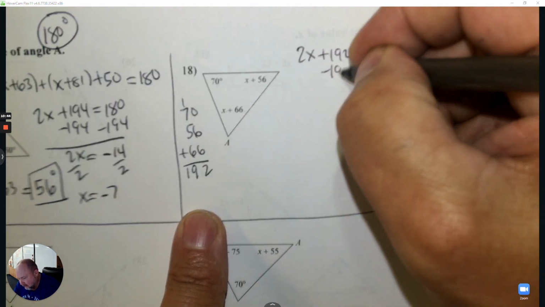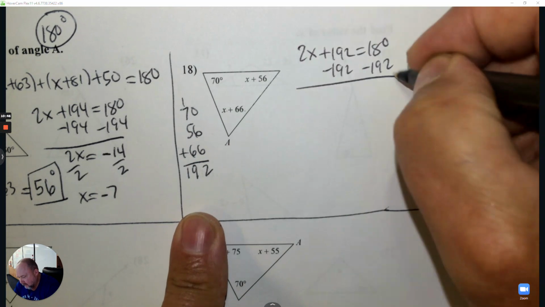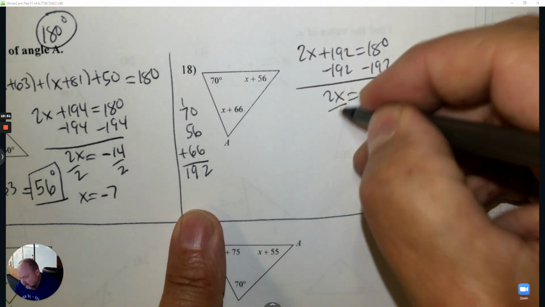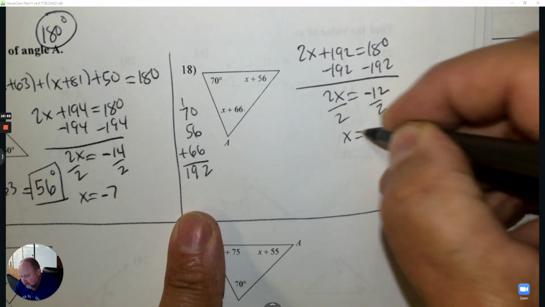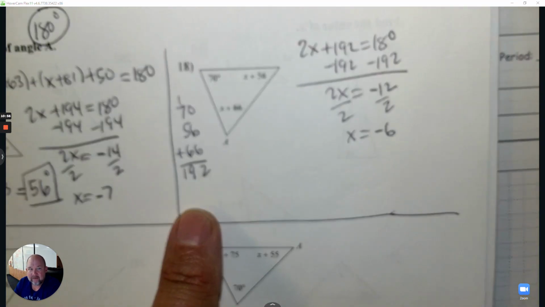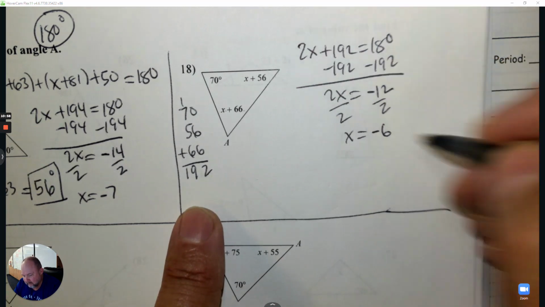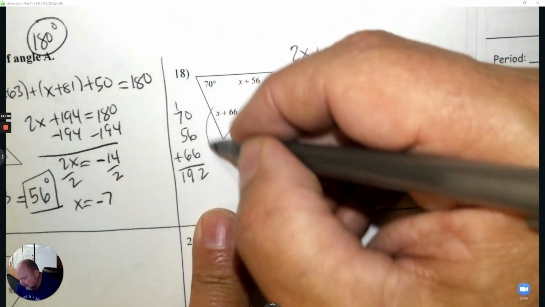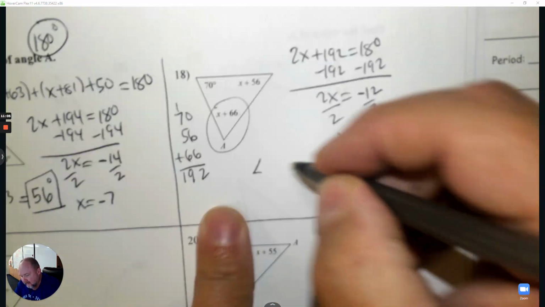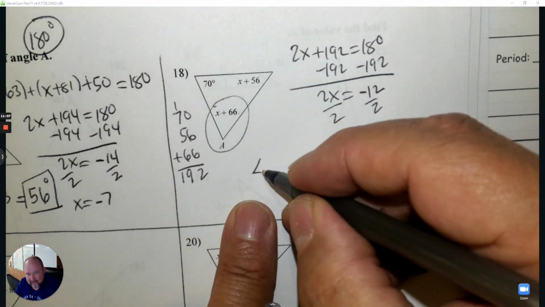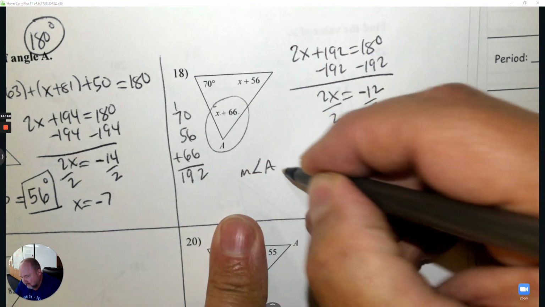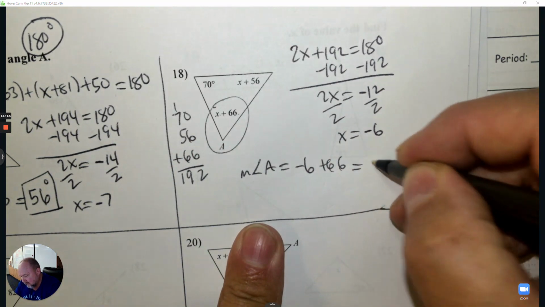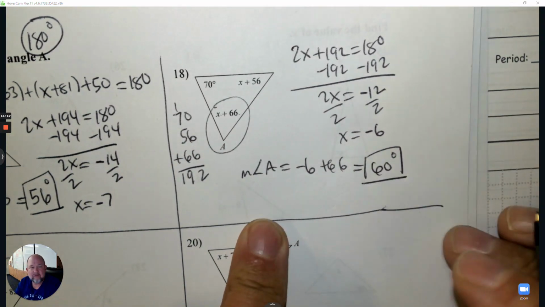Then we're going to subtract 192. If you have to, you can use a calculator. That's negative 12. Then we're going to divide by 2. A negative divided by a positive is negative, and 12 divided by 2 is 6. Now the question doesn't ask for what x equals, it asks for A. So to find angle A, that's a fancy symbol for an angle, the measure of angle A is negative 6 plus 66, and that answer is 60 degrees.